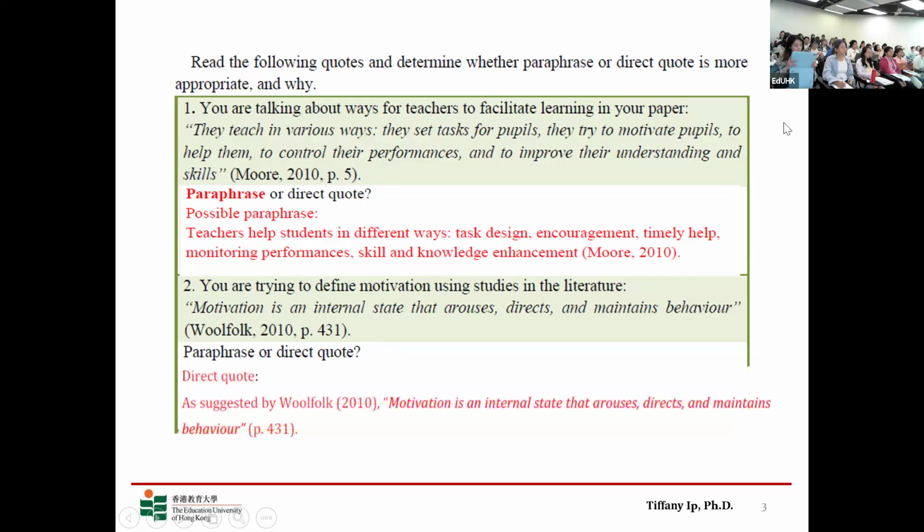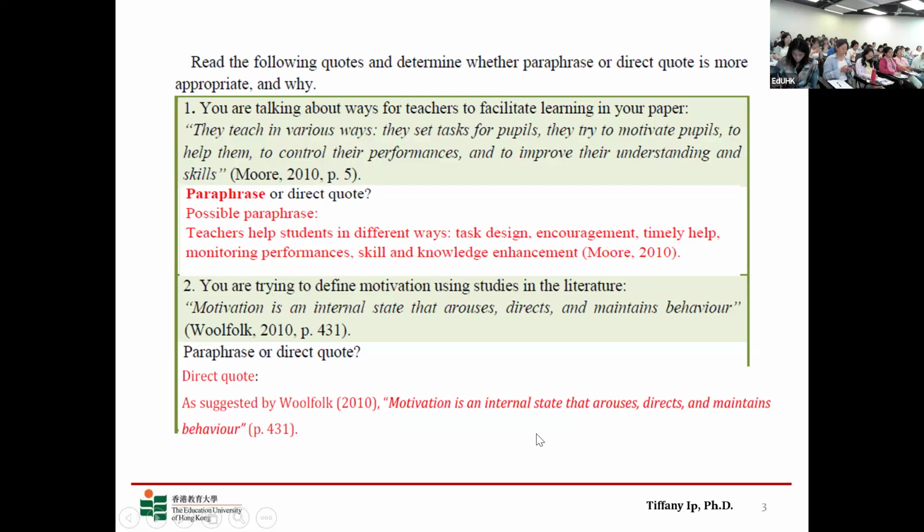Then you can say, as suggested by Woolfolk 2010, comma, double quotation mark, and you keep everything: "Motivation is an internal state that arouses, directs, and maintains behavior." Close the double quotation mark at the page number. The page number can be after the double quotation mark or after 2010. Both are okay. And then a full stop after the bracket.